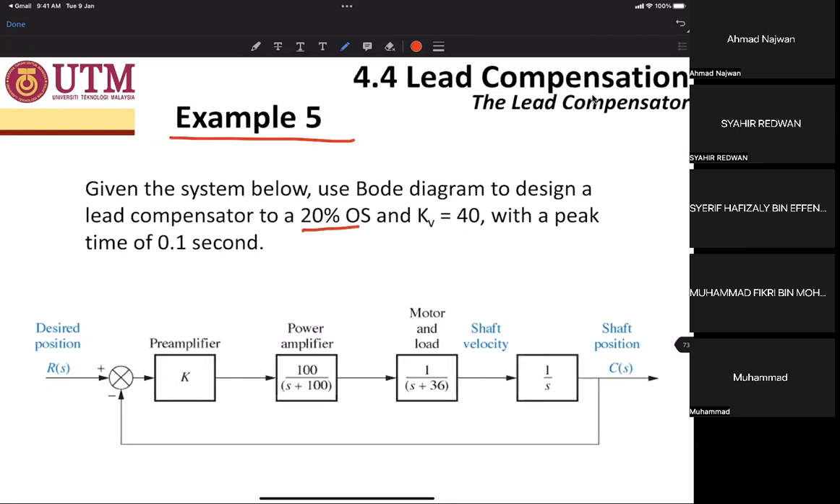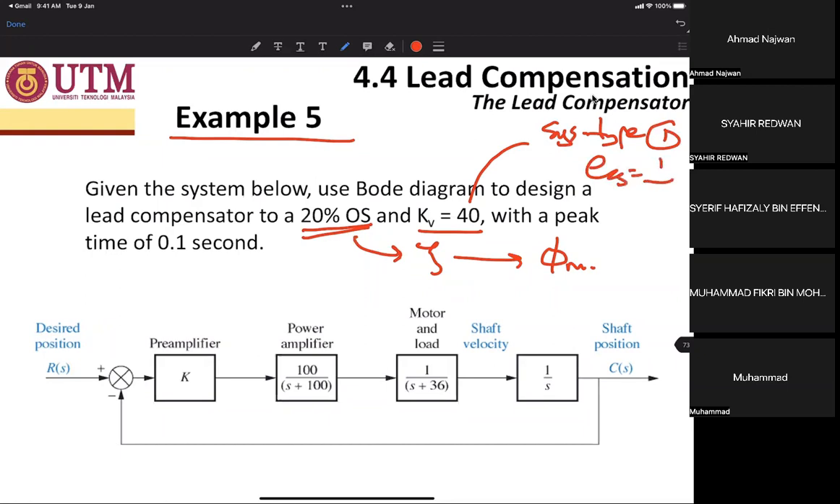20% overshoot. From the 20% overshoot, we will get zeta using the graph, and we will get the phase margin. And KV is 40, meaning that the system is type 1, with steady state error 1 over KV. And the peak time is 0.1 second.